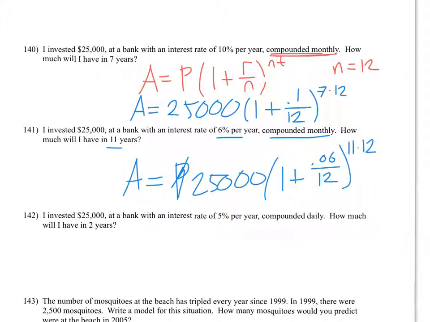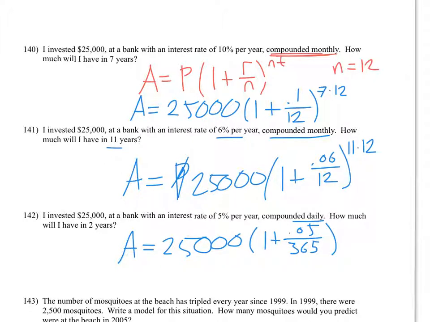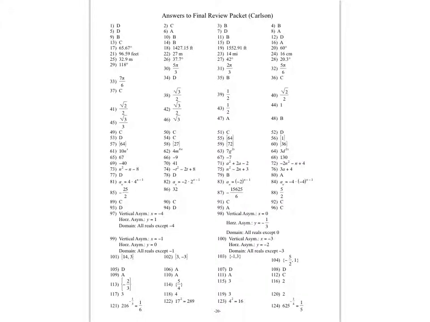For number 142, we're looking at A is equal to 25,000, and that's going to be 1 plus 0.05 over 365. Ooh, compounded daily. There are 365 and a quarter days in a year. We're just going to assume that there are 365 because banks are not that smart. And they're going to go 2 times 365 as your exponent. At that point, you'd be done. Look, the answers. Look, another page of answers.